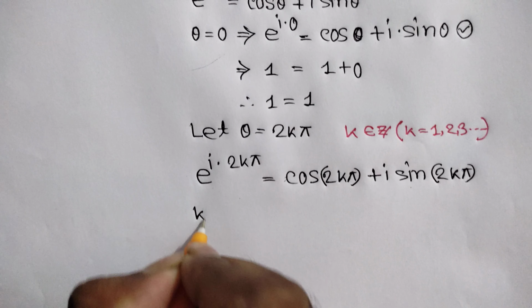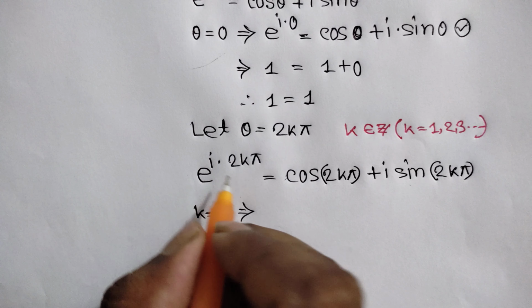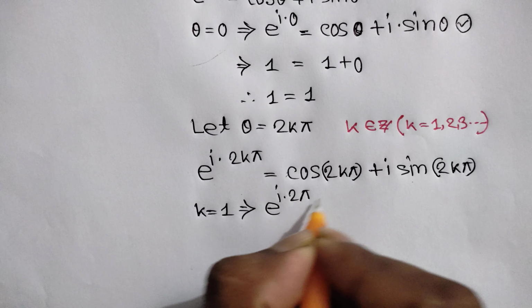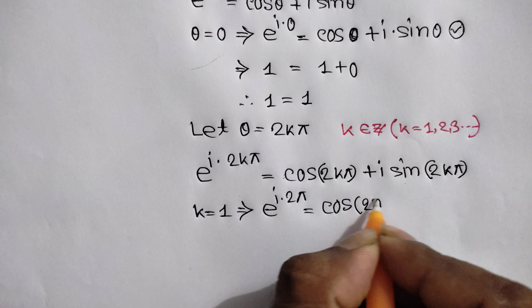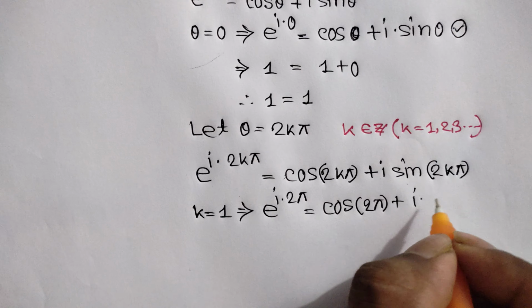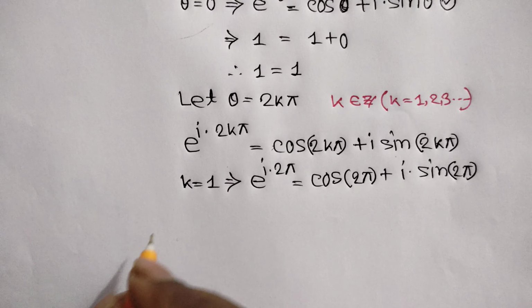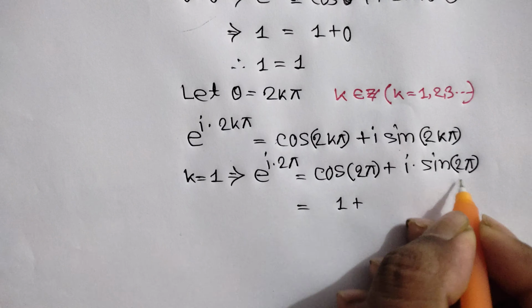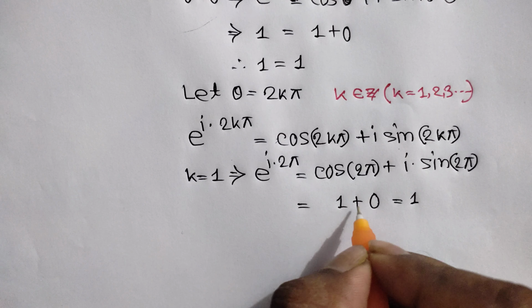For k is equal to 1, here we will get e to the power i times 2 pi is equal to cos of 2 pi plus i times sin of 2 pi, which is equal to cos of 2 pi is 1 plus i sin of 2 pi is 0, which is equal to 1. So for k is equal to 1, it is 1.